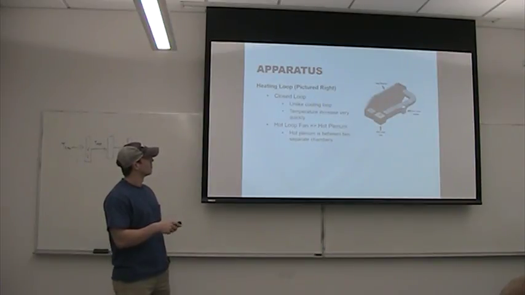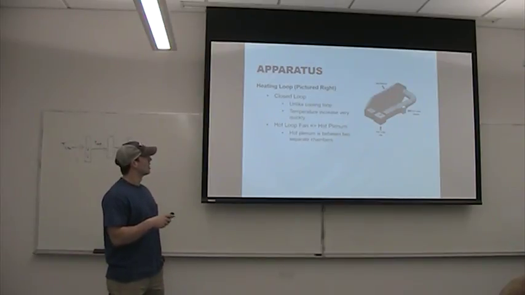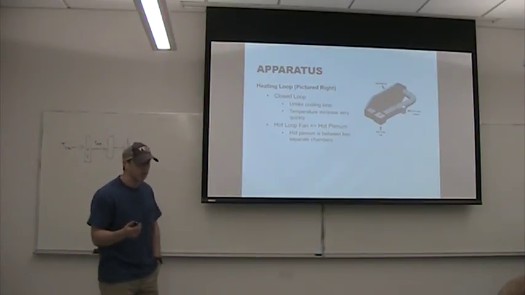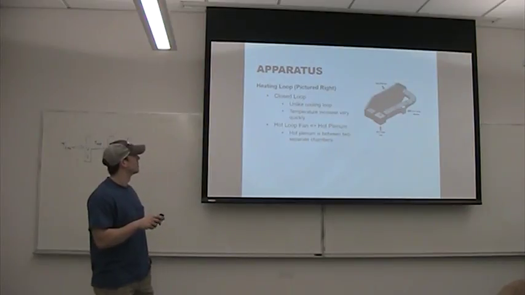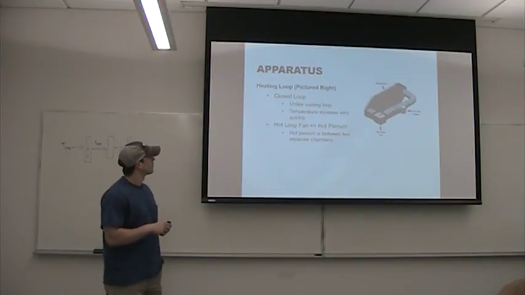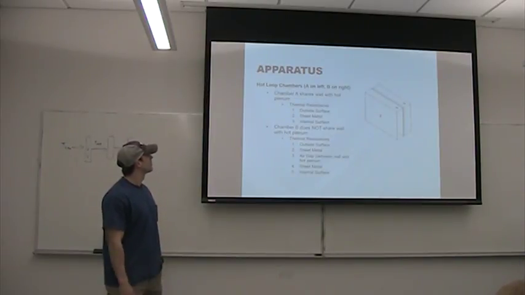Then we have this other little loop that's analogous to the cooling loop. It's the heating loop. Unlike the cooling loop, which is an open loop, the heating loop is a closed loop, so air is going to be running through here a good bit, and it increases quickly since it's not open to the ambient. This hot loop fan will send the air into this hot plenum, and then they'll be separated by two chambers.